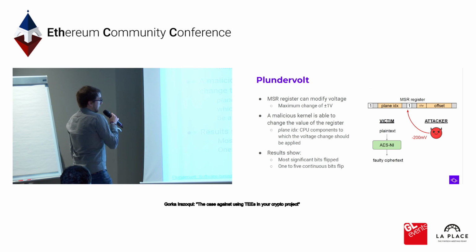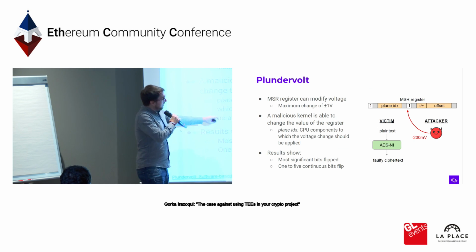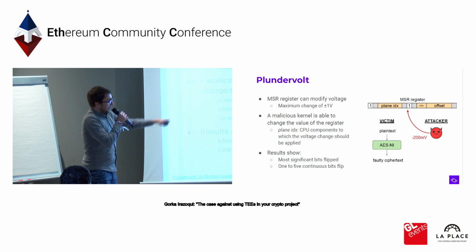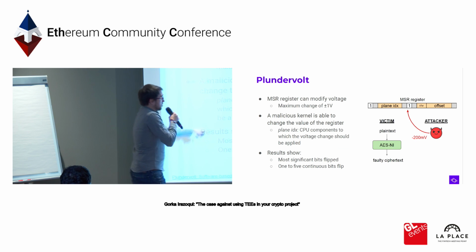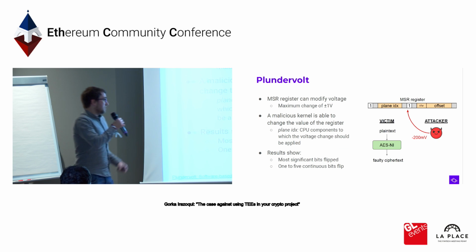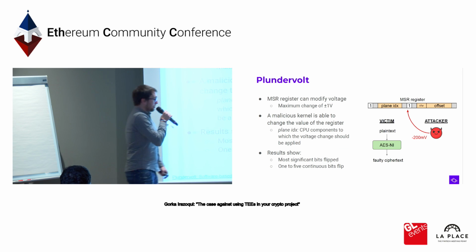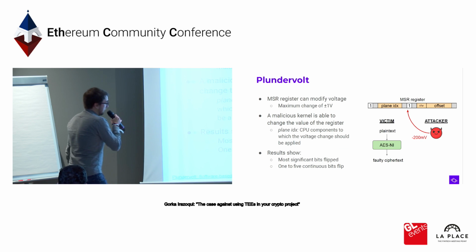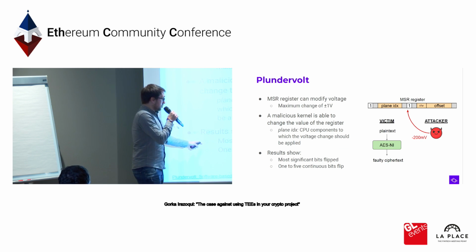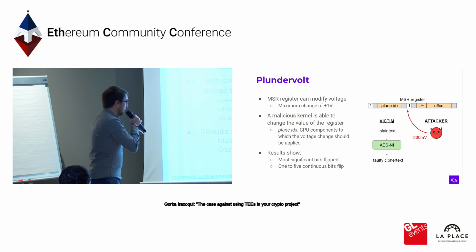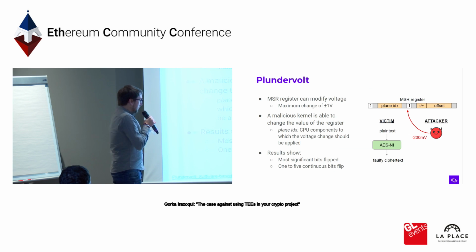An attacker essentially does the following: the attacker learns at which voltage the CPU faults, and when the victim is using AES-NI, for instance, the attacker sends that voltage before the encryption completes, and gets the faulty ciphertext. Again, this wouldn't be a problem, but we can see in the results that more significant bits are flipped, which is quite predictable, or else 1 to 5 continuous bits are flipped.